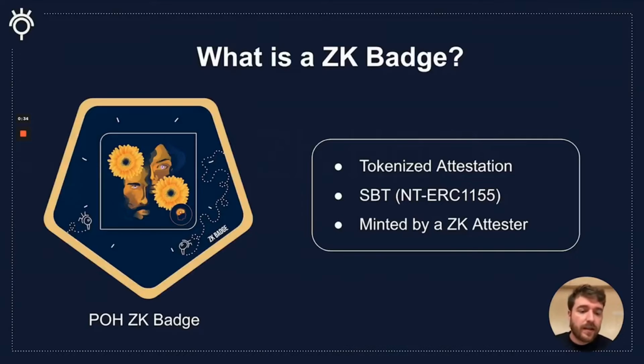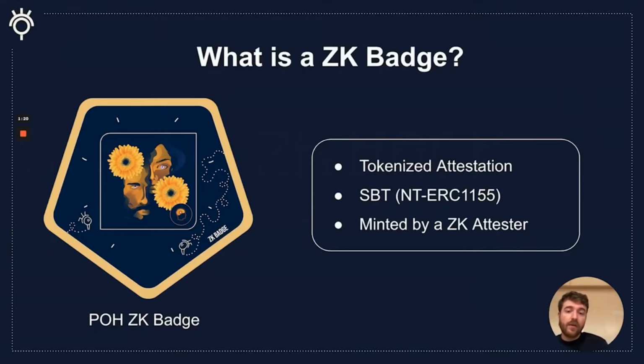A ZK badge is a tokenized attestation. For instance, take the Proof of Humanity ZK badge on the left. An owner of the ZK badge proves that he's part of the Proof of Humanity registry without revealing who he is exactly inside this registry. To mint this ZK badge, he proves that he has a source account that is part of the Proof of Humanity registry. He generates a zero-knowledge proof directly in his browser and sends this proof to a ZK attester, which is a smart contract on-chain. This smart contract then mints the ZK badge on a destination account.